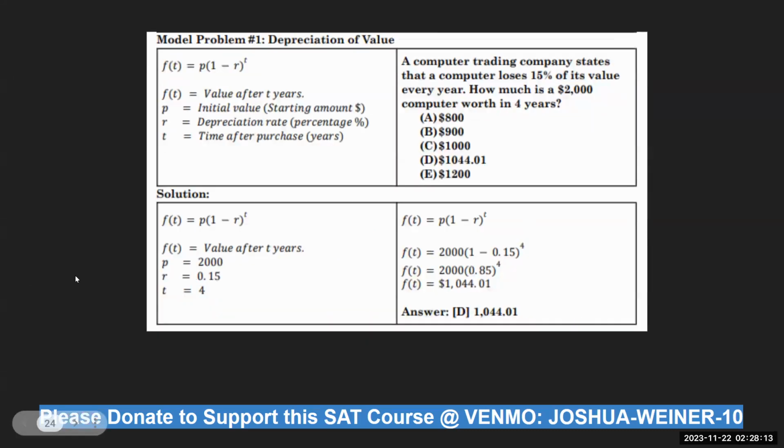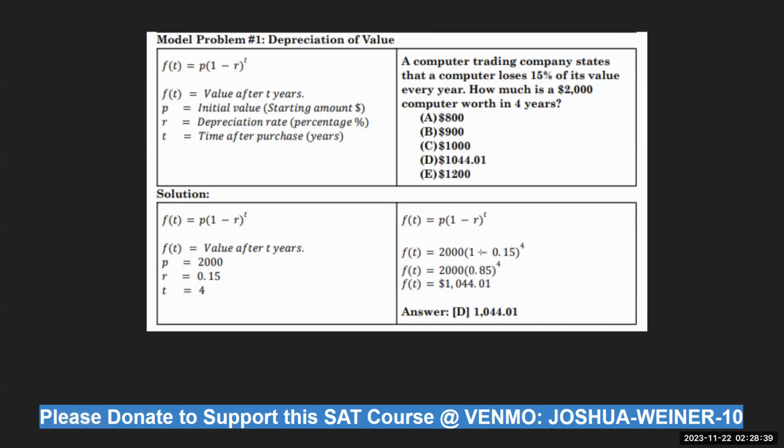Right. Depreciation of value. Here is a basic example. Say you buy a computer, a trading company states that you buy a new computer and it loses 15% of its value every year. How much is a $2,000 computer worth in 4 years? Well, here, instead of adding to the base of the exponent, be careful because you have to subtract the percent when you set up the base of the exponent.